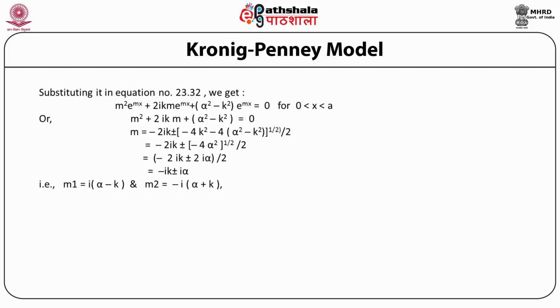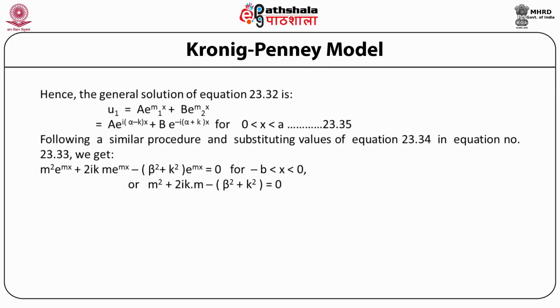That is, m1 is equal to i(α minus k), and m2 is equal to minus i(α plus k). Hence, the general solution of equation 23.32 is u1 equal to A e^(m1x) plus B e^(m2x), which is equal to A e^(i(α minus k)x) plus B e^(minus i(α plus k)x) for 0 less than x less than a. Put it as equation 23.35.